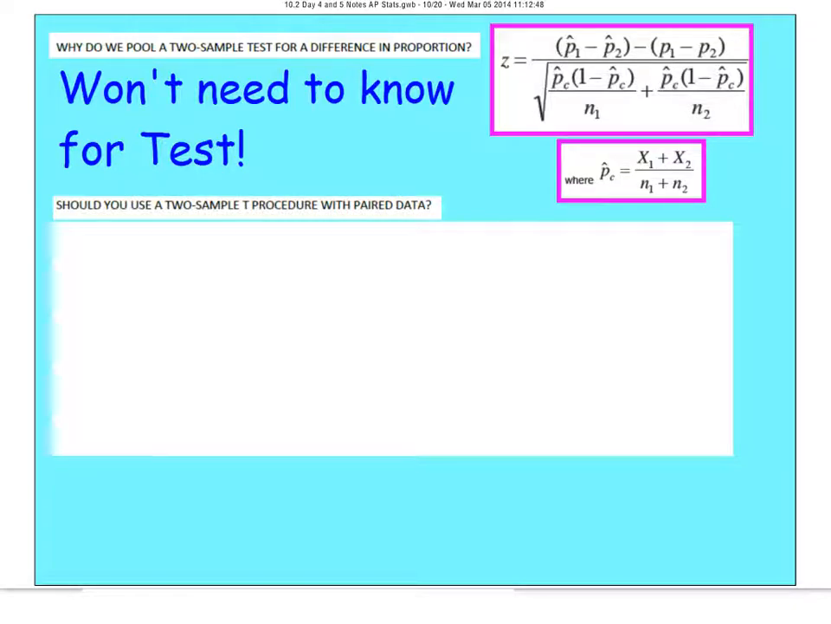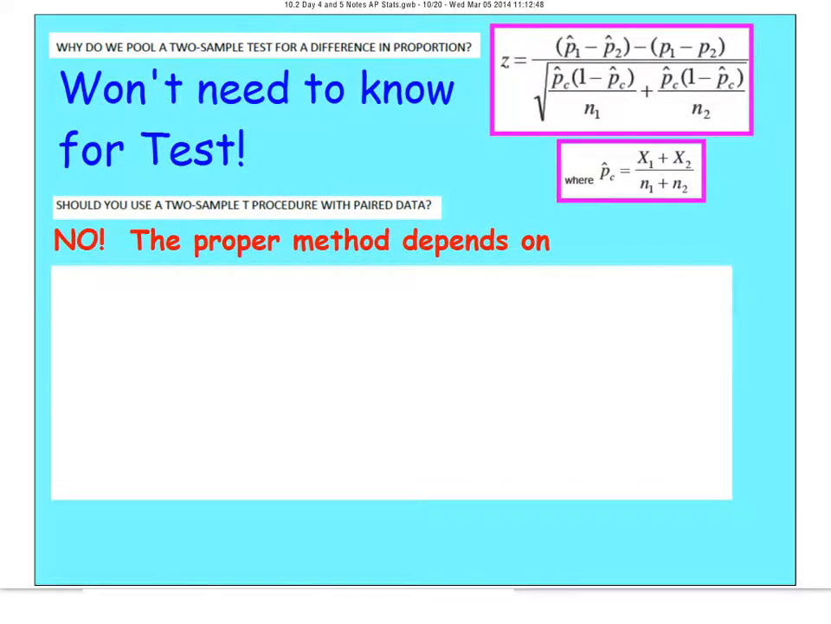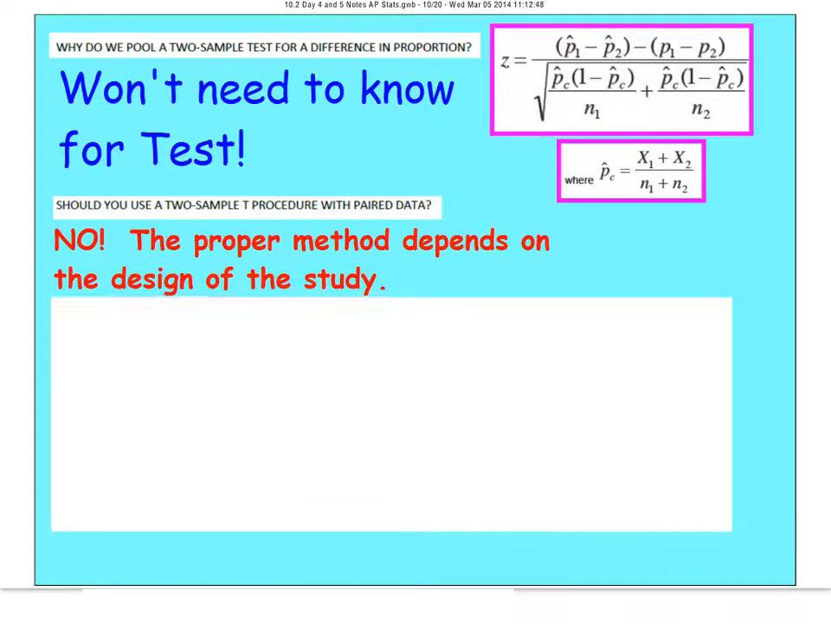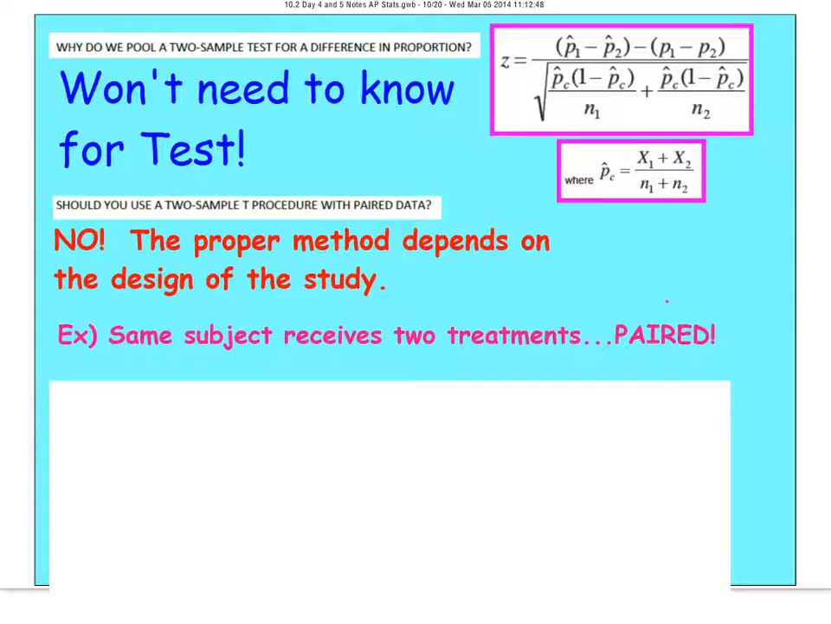What we're going to dive a little bit more into is talking about, should we keep something as a two-sample test, or do we combine it and actually look at the differences? If you combine it and look at the differences, do know that you would not use the two-sample T procedure. So, for example, if the same subject received two treatments, again, maybe I'm not feeling well, so they give me an aspirin. Maybe later on I'm not feeling well, they give me a placebo.